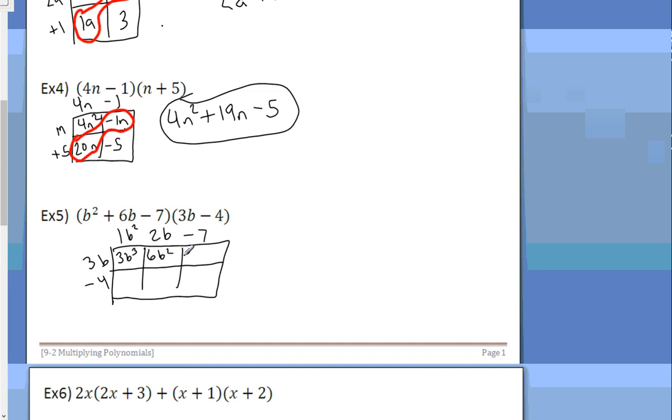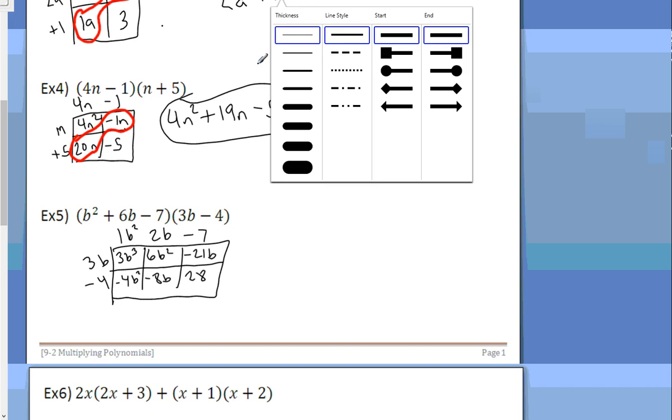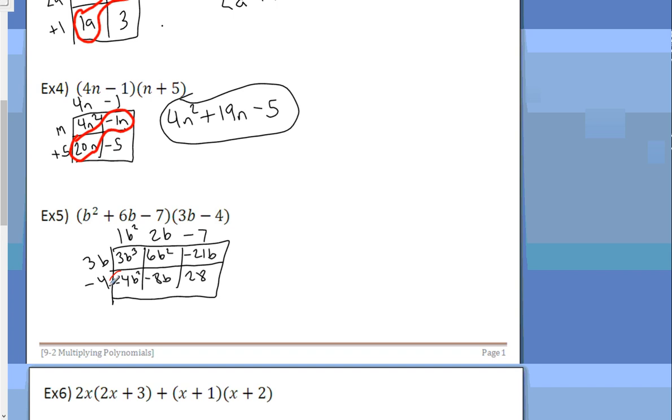3b times a negative 7 is negative 21b. 1b squared times negative 4 is negative 4b squared. Negative 4 times 2b is negative 8b. Negative 4 times negative 7 is 28. And just like before, notice these diagonals, right? This diagonal can be added together. And this diagonal can be added together. Okay? So what do I have as my answer? What do I have?